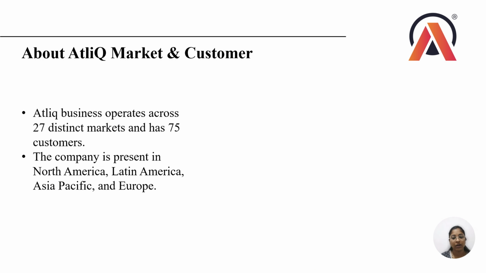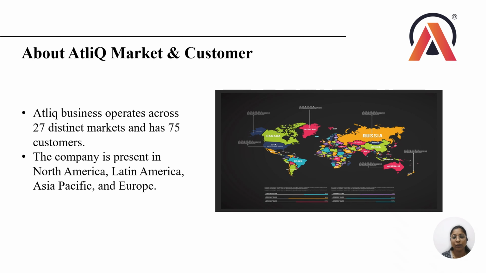AtliQ has become one of the fastest growing companies. Currently, AtliQ operates across 27 distinct markets and 75 distinct customers. The company is present in North America, Latin America, Asia Pacific, and Europe regions. The wide customer base and global footprint help AtliQ analyze regional patterns, understand customer behavior, and make strategic data-driven business decisions that suit each customer's needs.